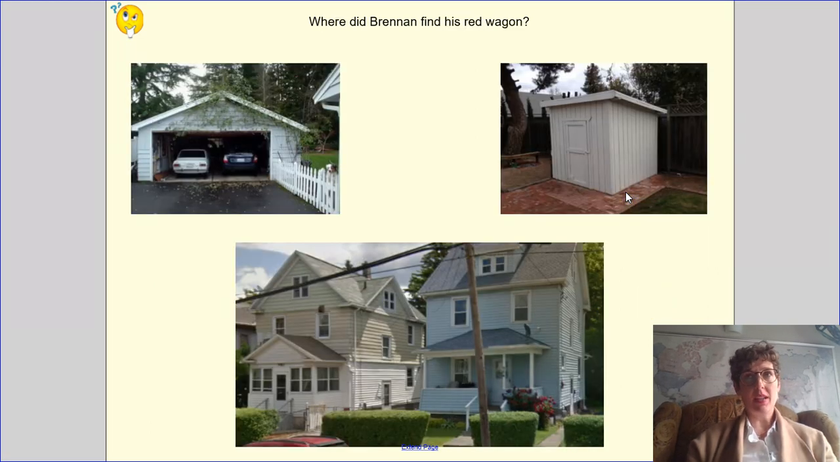Where did Brennan find his red wagon? Do you remember? Was it in the garage? Is it in the shed, or did he keep it in his house? Let's give these a tap and see. I think it was in his shed, wasn't it?